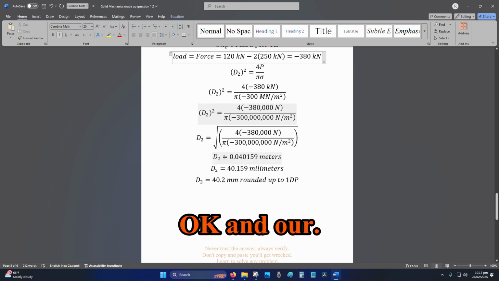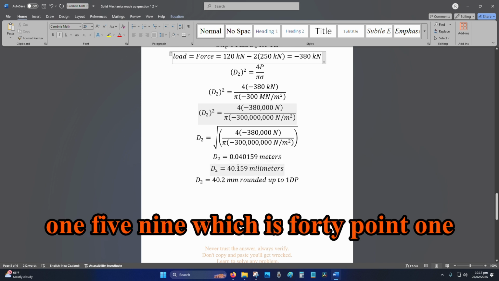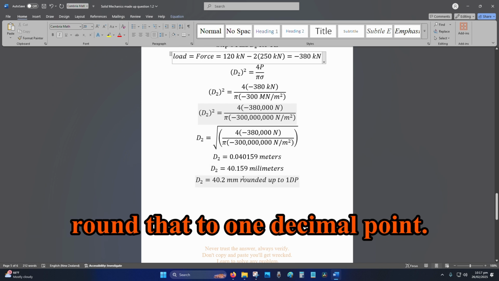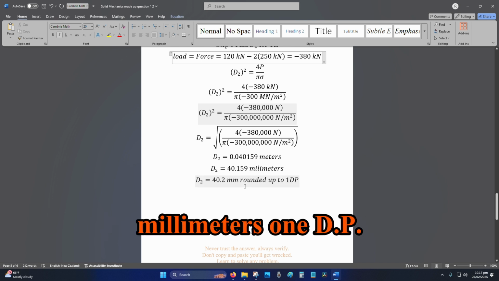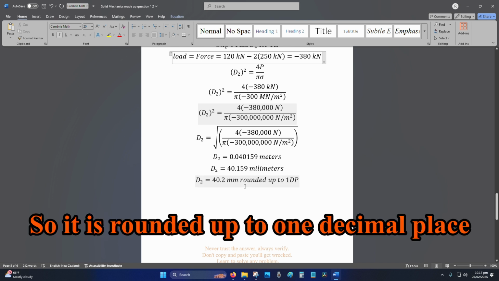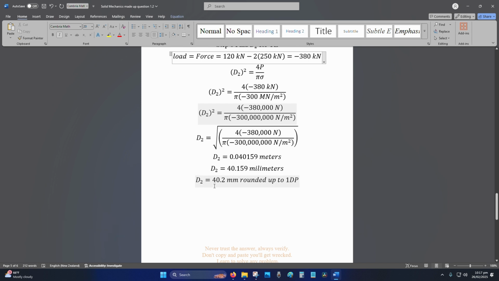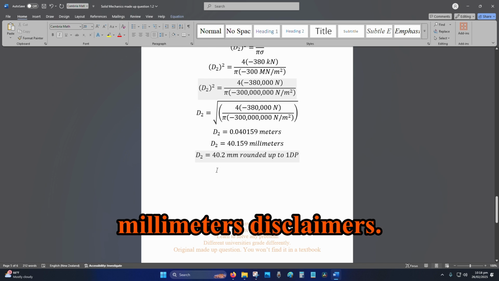Okay, and our diameter, our d2, so this will be 0.040159, which is 40.159 millimeters. And we're going to round that to one decimal place, so it is 40.2 millimeters, 1 dp. Okay, so that is part B, 40.2 millimeters.